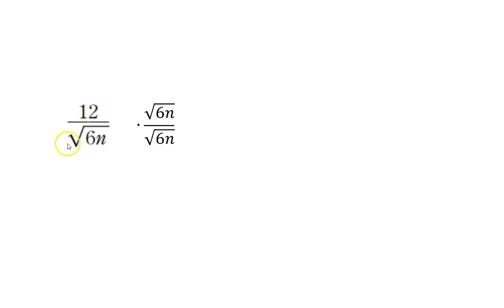So I'm going to take 12 over the square root of 6n and multiply it by the square root of 6n over the square root of 6n, which is just the same thing as 1. I'm changing the values in the numerator and the denominator, but I will not change the relationship between those two things, so that's okay to do. So when I multiply the numerator by the square root of 6n, I get 12 times the square root of 6n divided by, in the denominator now, 6n, because the square root of 6n times the square root of 6n is 6n. So I've simplified this.